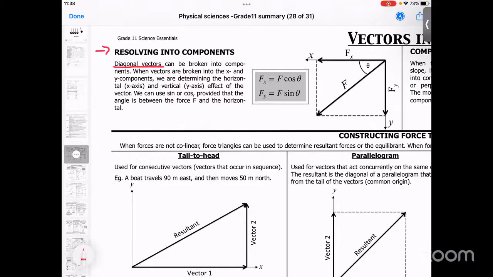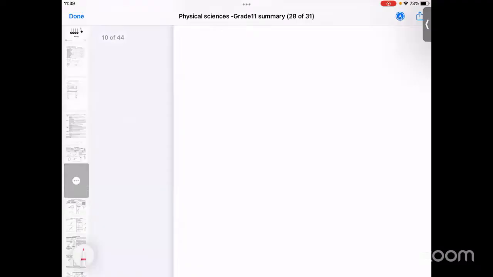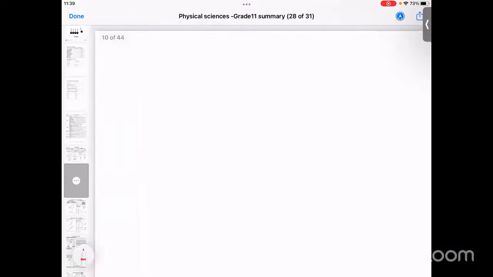So when vectors are broken into the x and y components, we are determining the horizontal, being the x-axis, and the vertical, being the y-axis, effect of the vector. So we can definitely use the sine or cos, provided the angle is between the force F and the horizontal. Maybe let me try to insert a sketch to try and explain what could be happening there.